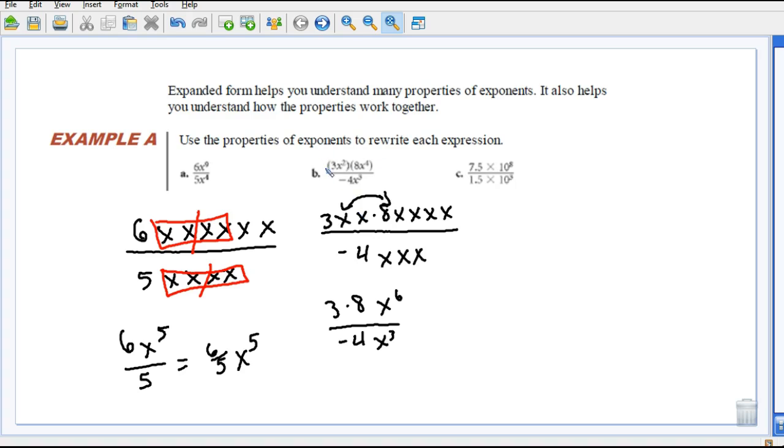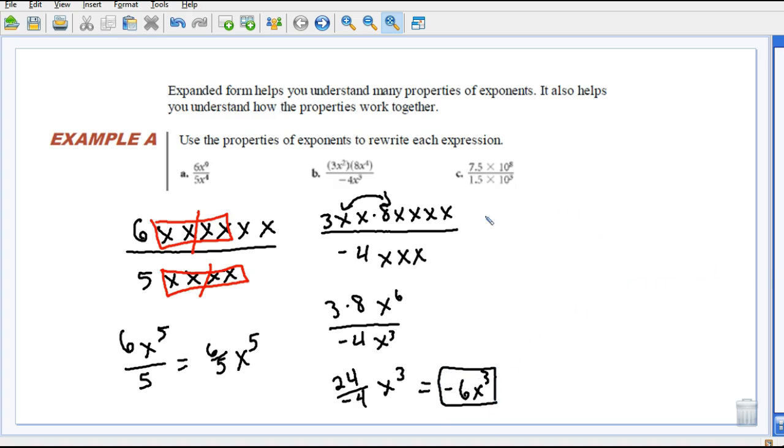Alright, so I just did the top first. Is that okay to do? Sure. And I've got 3 times 8, which is 24, divided by negative 4. So I've got 24 divided by negative 4, and x to the 6th divided by x to the 3rd. Well, can I just do what we did in the last one without expanding it out? Sure, if I have the same base, subtract the exponents, that's going to be x to the 3rd. But now, can I reduce 24 and negative 4? I can. 24 divided by negative 4 is negative 6. So that whole thing should be negative 6x cubed. And there is our solution for this one.